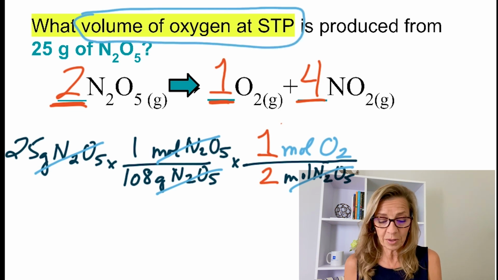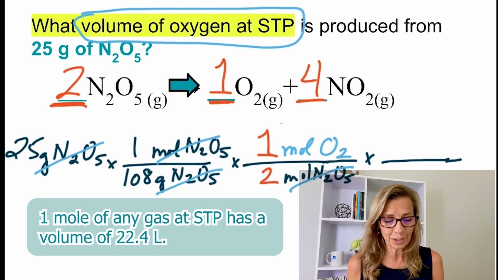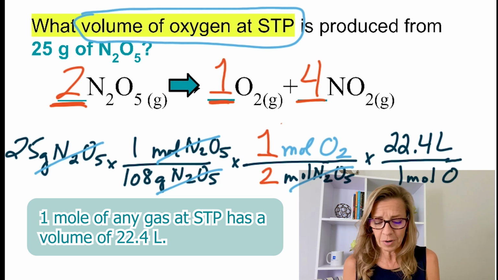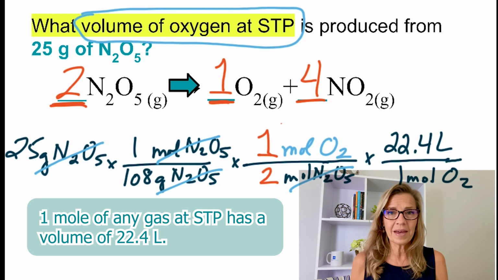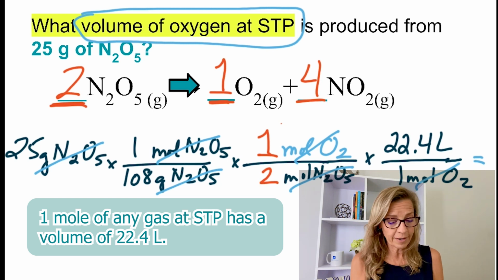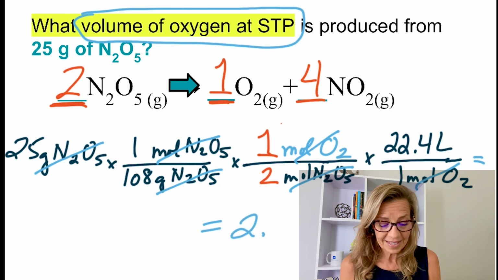So here is the ratio that we know. Any gas at STP, standard temperature and pressure, has a volume of 22.4 liters. Have you used that ratio before? That's a nifty little trick. If you don't know that one, you could use the ideal gas law. That would get you there. Okay, so moles of oxygen are going to cancel, and then we go to the calculator. 25 divided by 108 divided by 2 times 22.4 gives us 2.6 liters of oxygen. There you go.